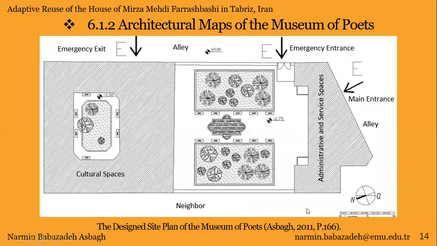This is the site plan map of the building. The northern part of the building is the original part of the building, which was built during the Qajar period, and this part of the building was added during Pahlavi. So for the Museum of Poets, I placed cultural spaces here in the main part of the building and administrative and service spaces here. We have a neighbor here, a bath here, an alley, the main entrance was destroyed, but we have a door here, an emergency entrance and emergency exit here.